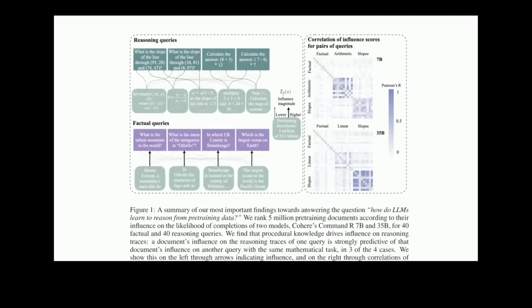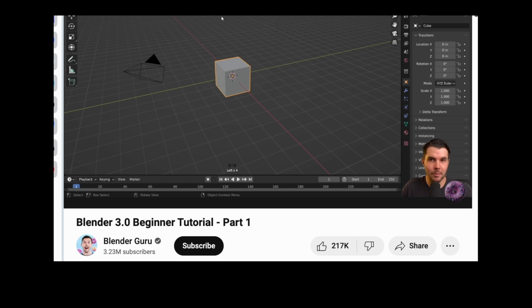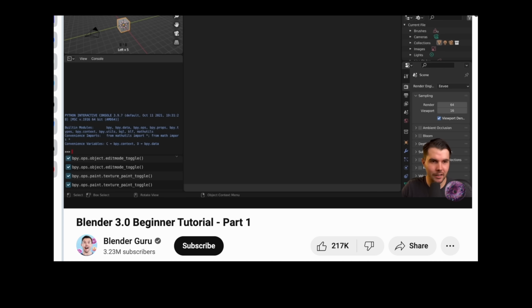Generalizing from pre-training data about one type of reasoning to another similar type of reasoning. I, for example, have been using Blender for 18 years, and I still have not touched some parts of Blender.